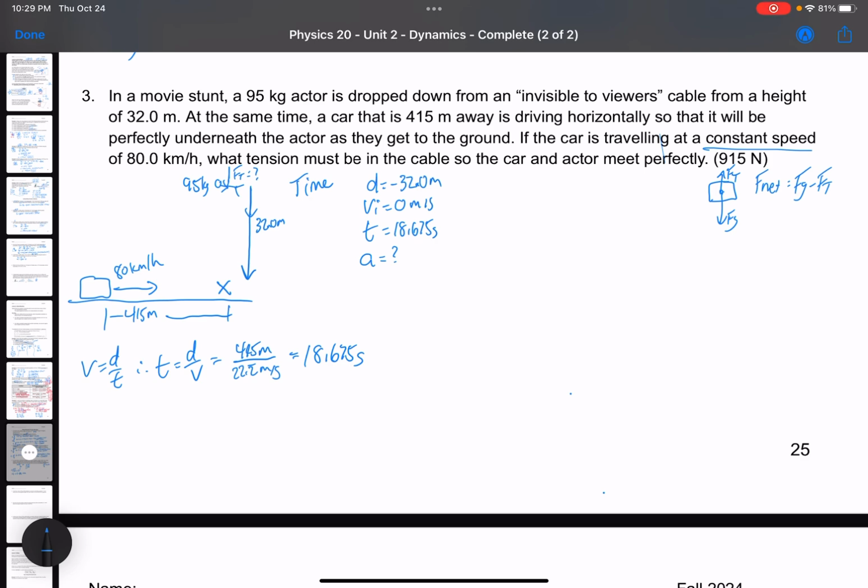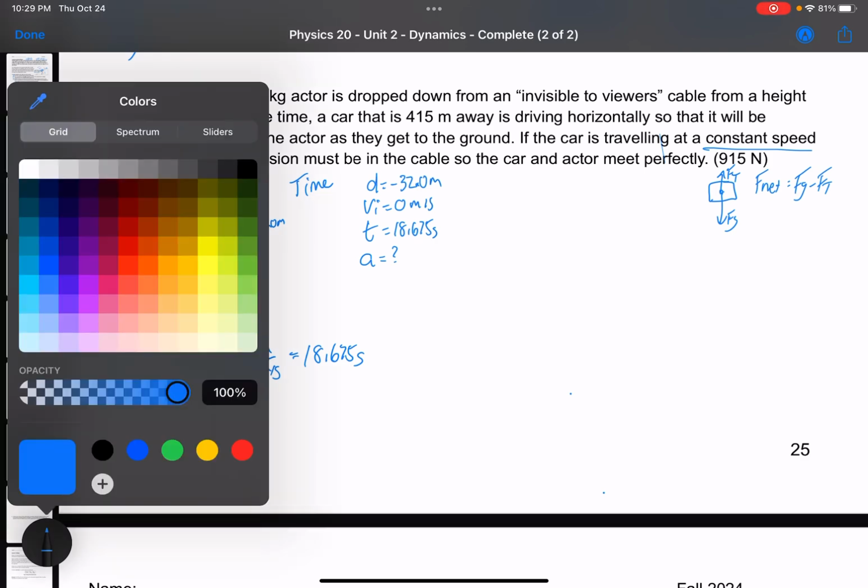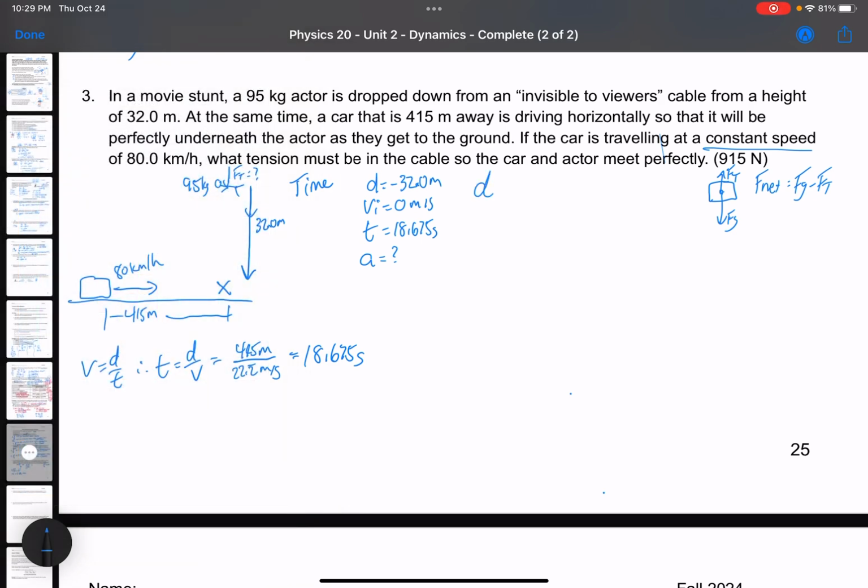So D, VI, T, and A. You have a formula that says D equals VIT plus 1/2 AT squared. If VI equals 0, that disappears. So D equals 1/2 AT squared. We're trying to solve for A, so if I divide by 1/2, I get 2D, and then I divide by T squared, and that's equal to A.